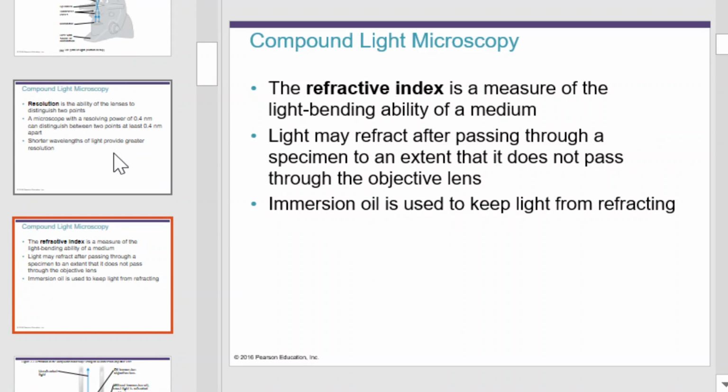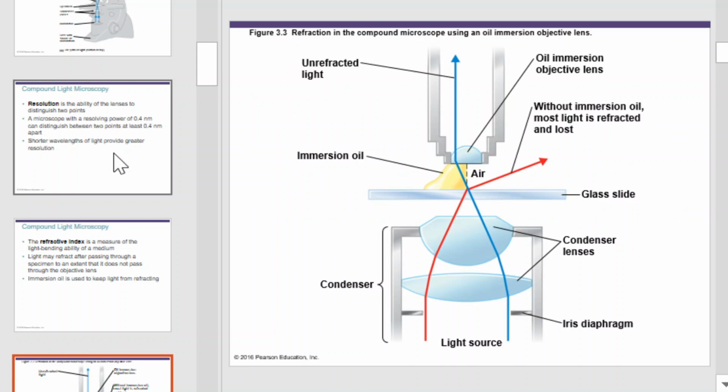The refractive index is a measure of the light bending ability of a medium. Light may refract after passing through a specimen to an extent that it does not pass through the objective lens. Lost light means poor viewing. Immersion oil is used to keep light from refracting. This is an example of what would happen both with and without immersion oil.